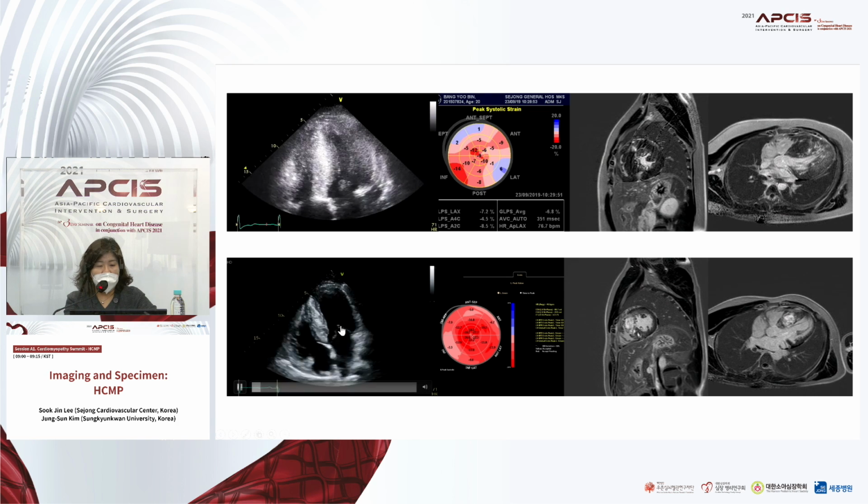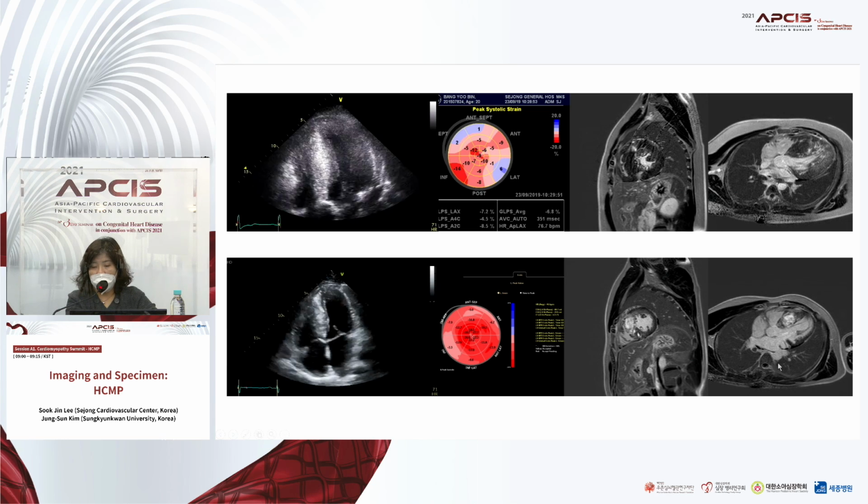This is another patient who had presented, a 29-year-old male, presented with exertional dyspnea and chest pain, and had severe LVH in septal hypertrophy and basal septum. The strain was decreased, and severe enhancement in septum.